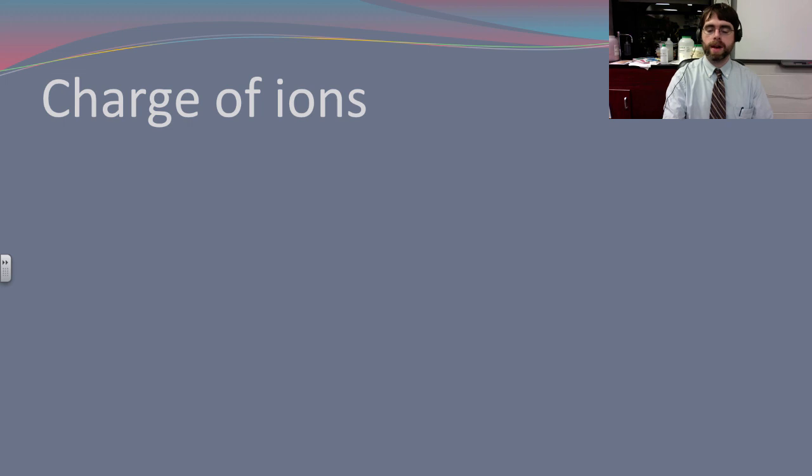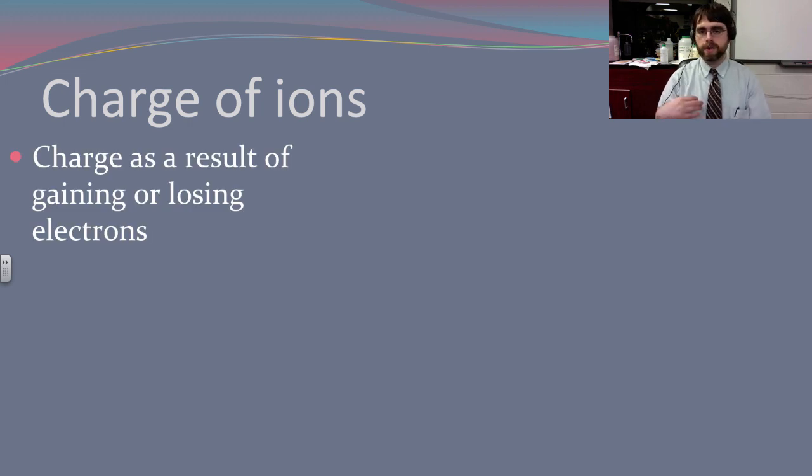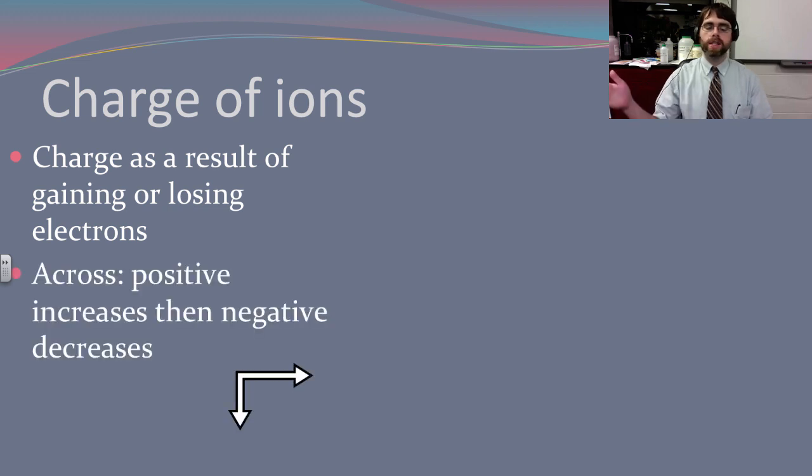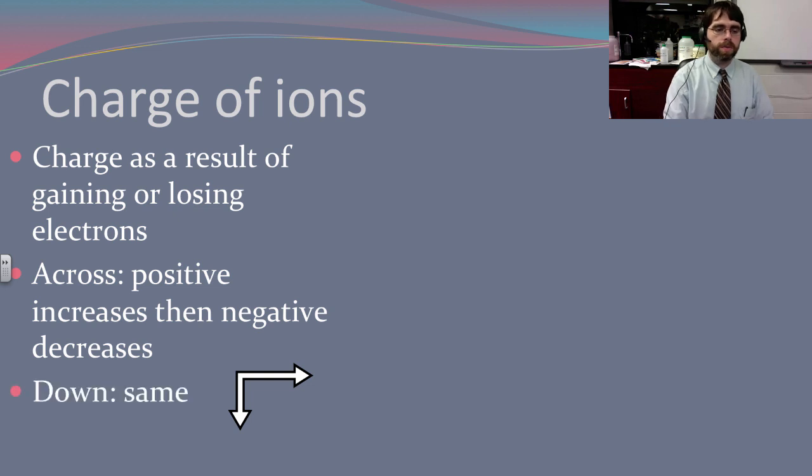For charge of the ions, the pattern is very similar. The charge is a result of gaining or losing electrons. Again, here we're ignoring the transition metals, but as we go across, it's positive and increasing, and then negative and decreasing. And what I mean by that is it starts out positive, and we increase. We go 1, 2, 3, 4. Then at 4, the sign switches to negative, and then starts decreasing, 4, 3, 2, 1, 0. And so the charge of the ions, 1 plus, 2 plus, 3 plus, 4 plus or minus, minus 3, minus 2, minus 1, 0 as you go across the columns, which means as you go down a column, they are the same.